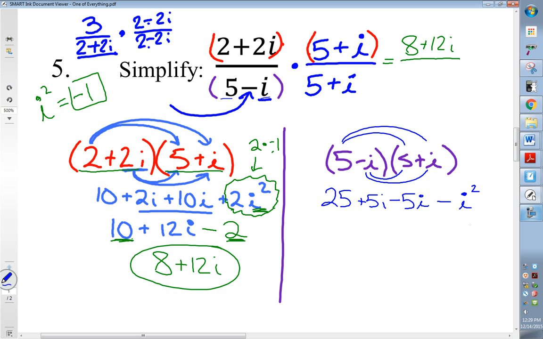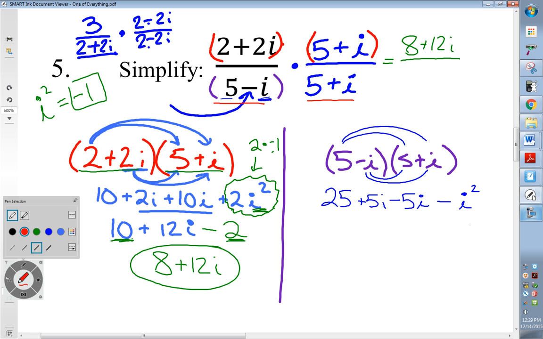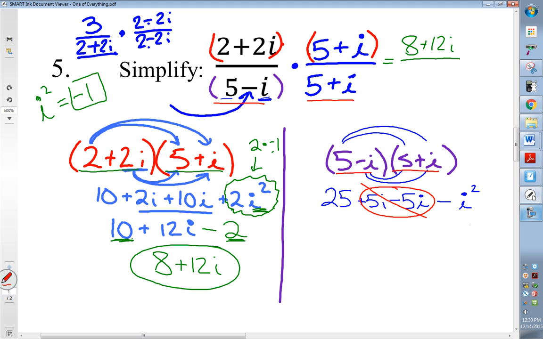So here's the key. The reason we multiply by the conjugate, the reason that we switch from 5 minus i to 5 plus i, is because when you multiply these two things together, the middle term is going to cancel always. I've got a positive 5i and a negative 5i that is going to cancel.